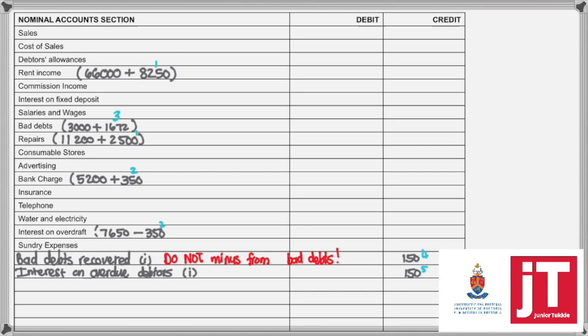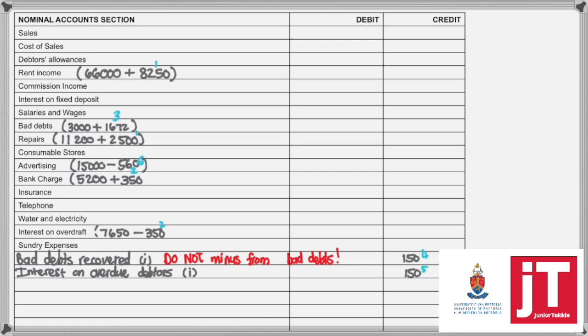Number 6 is the prepaid advertising. So we debited prepaid expenses and we must minus it off advertising because it's prepaid. It's paid for the next financial year. So I must minus it off this current financial year.